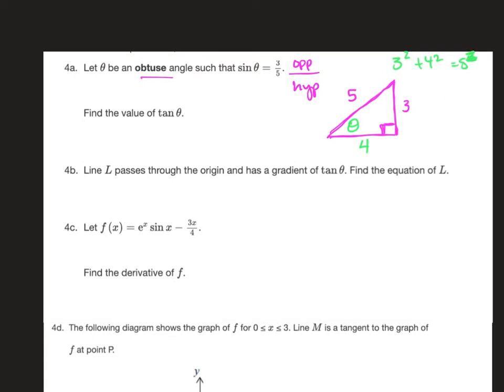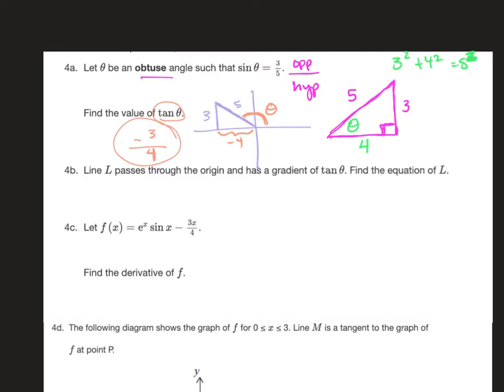Since it's an obtuse angle, if you picture yourself on a coordinate grid, this could still be 5, and this could still be 3, and then the angle that they're talking about is really this one. What they want is the value of the tangent of theta. This right here would be a -4 because of that, so the tangent of this large theta would be the opposite over the adjacent. So the tangent of theta is going to be -3/4. Let me know if that doesn't make any sense.